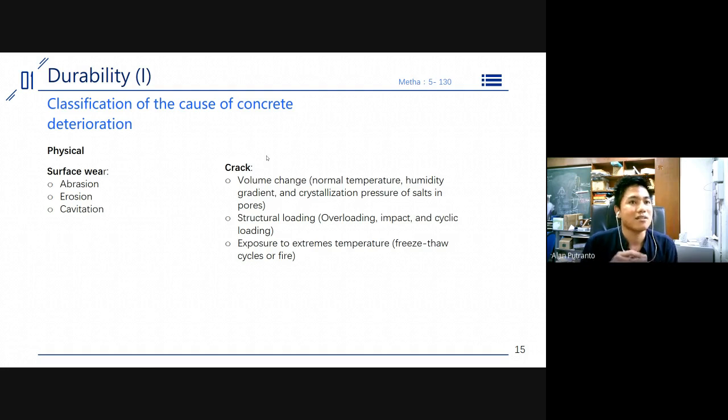But I think some research has already done in-depth study about the impact of increasing temperature, like exposure to fire. I think the American standard also has an evaluation for existing concrete structures that have already been exposed to fire.